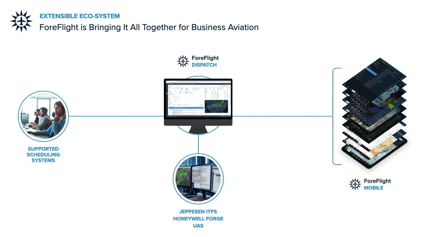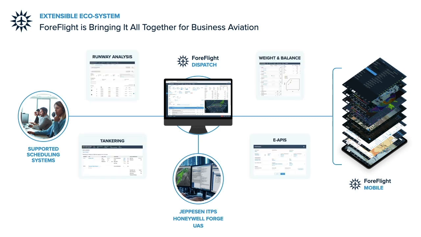We also work with some trip support partners. Here on the screen, we've got Jeppesen ITPS, Honeywell Forge, and UAS International Trip Support. They can come into your dispatch account and do planning on your behalf as well. And then everything, of course, flows down to ForeFlight Mobile so that the crew has all of this information that you've been planning.